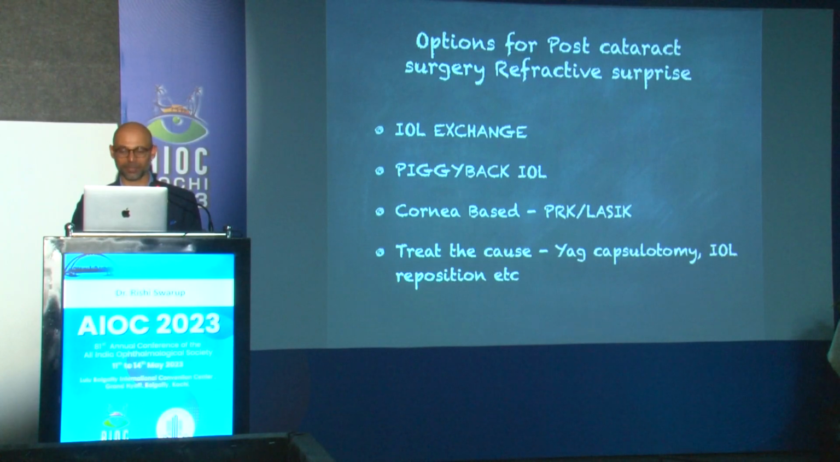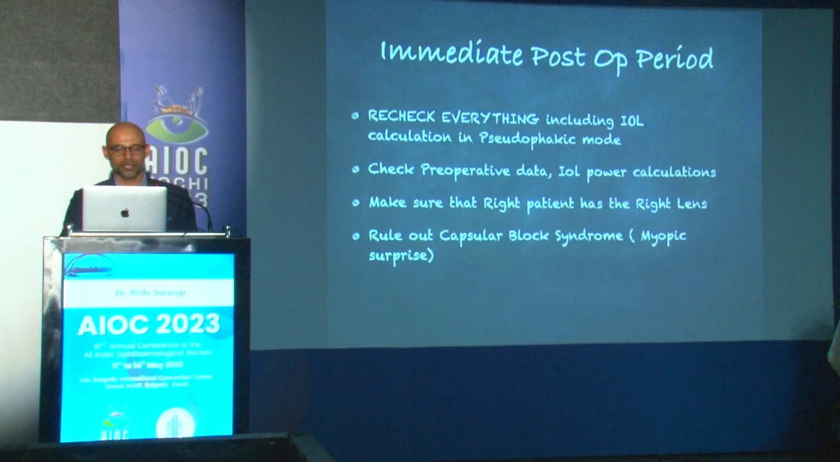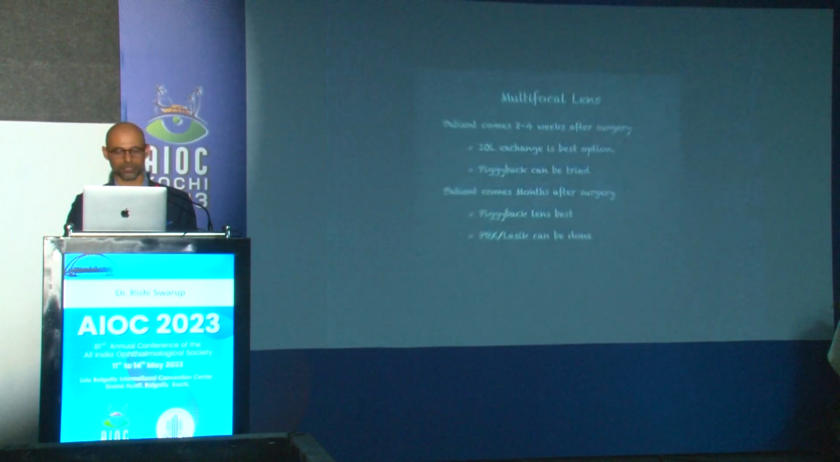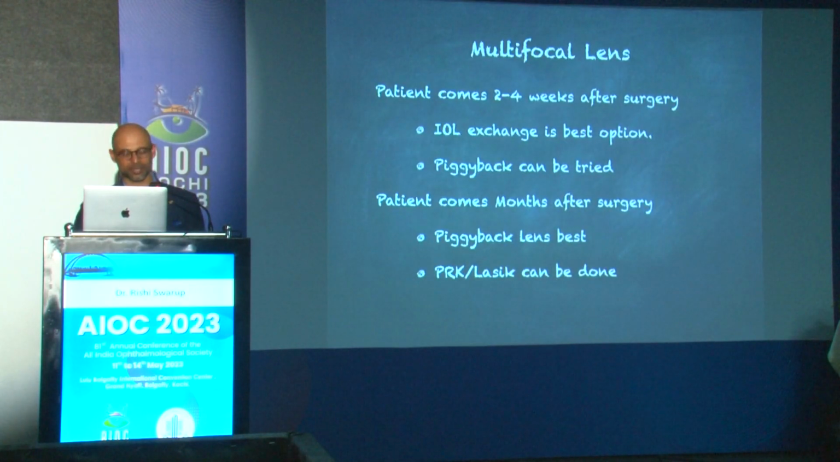If there's specifically a capsular distension syndrome or the lens is not in place, you will try to fix that. So if it's in the immediate post-operative period, recheck everything, including the IOL calculation in pseudophakic mode, check the preoperative data, IOL calculations, make sure the right patient received the right lens and you didn't make some sort of an error of giving the wrong lens. And of course, capsular block syndrome is a very common thing and you'll get a myopic shift. So you must look for that and keep that as a high index of suspicion.